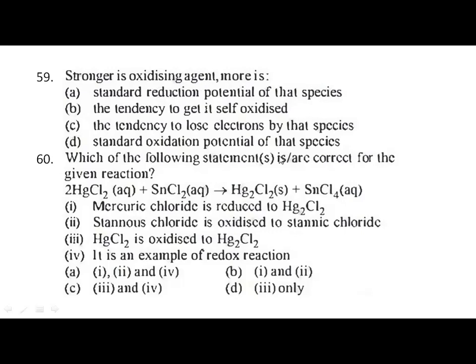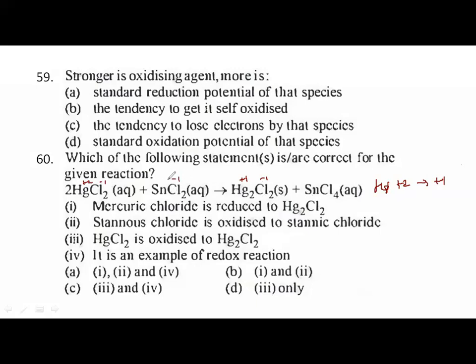Okay. Next, which of the following statements is or are correct for the given reaction? HgCl2 plus SnCl2 gives Hg2Cl2 plus SnCl4. So which is the correct statement? Mercuric chloride is reduced to Hg2Cl2. Stannous chloride is oxidized. Write the oxidation states and you'll get to know. In HgCl2, Cl is minus 1, so minus 2, Hg is plus 2. In Hg2Cl2, minus 2, so Hg is plus 1. So Hg has gone from plus 2 to plus 1. Gain in electrons. Correct? Reduction. Tin is oxidized. It is not reduced.